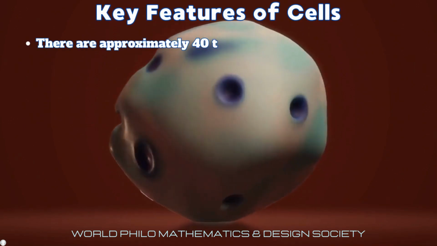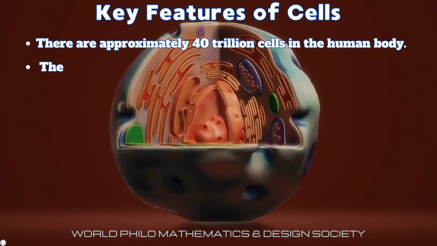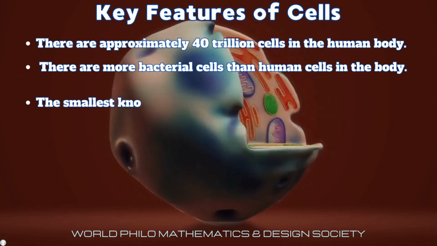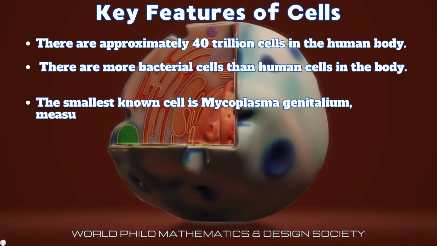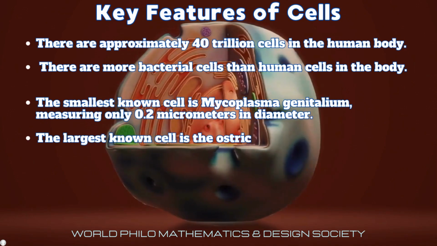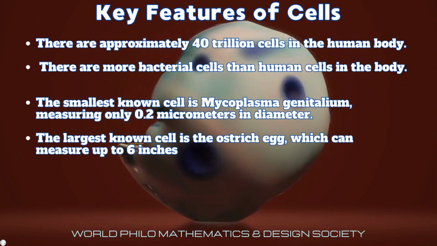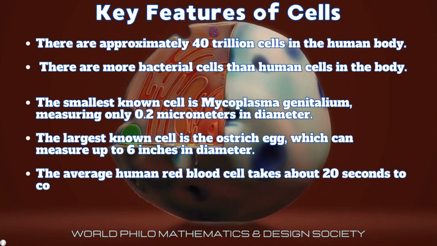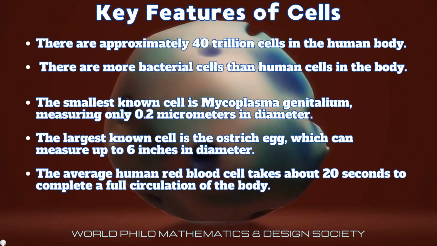Key facts about cells: there are approximately 40 trillion cells in the human body. There are more bacterial cells than human cells in the body. The smallest cell is Mycoplasma genitalium, measuring only 0.2 micrometers in diameter. The largest known cell is the ostrich egg, which can measure up to 6 inches in diameter. The average human red blood cell takes about 20 seconds to complete a full circulation of the body.